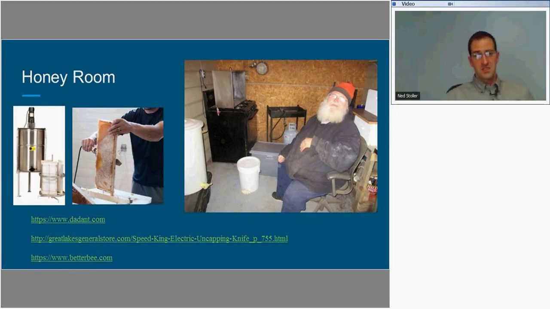But otherwise, it'll be about a $1,000 investment to get a small commercial extractor that spins the frames and a heated knife. I think the heated knife is in the $100 range. So the picture on the right is a beekeeper sitting down in his heated honey room where he can extract the honey and bottle it from a seated position.